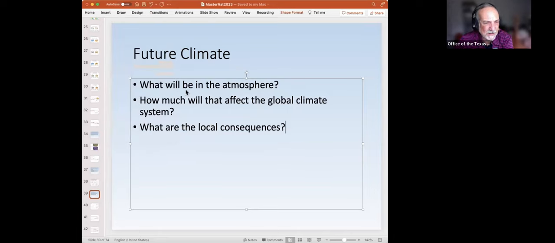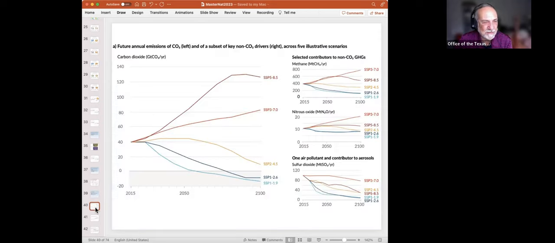So we saw how important it is to know what will be in the atmosphere, because most of the changes that have happened to the climate over the past 100 years have been due to changes in what's in the atmosphere. So to predict that, well, unfortunately for me, or maybe fortunately, that's not something that a climate scientist can do.